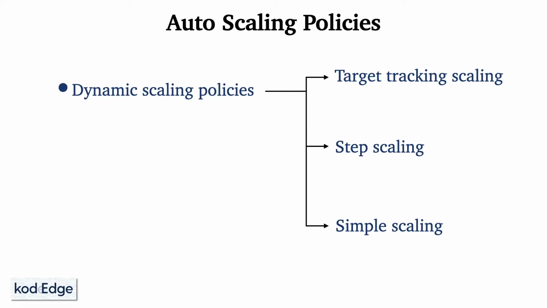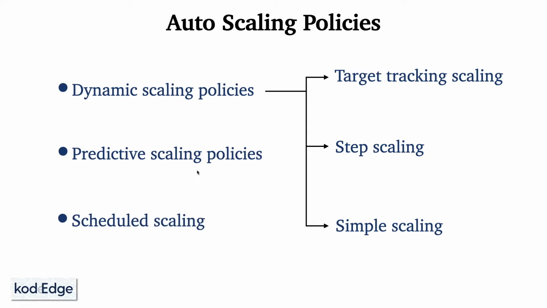So there are 2 more policies that AWS provides us for the configuration. The second one is predictive scaling policy, and the last one is scheduled scaling policy. So we are going to see all the policies individually. Let's start with the target tracking scaling policy.